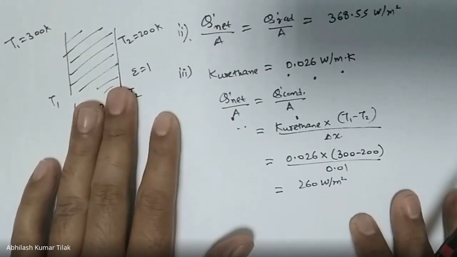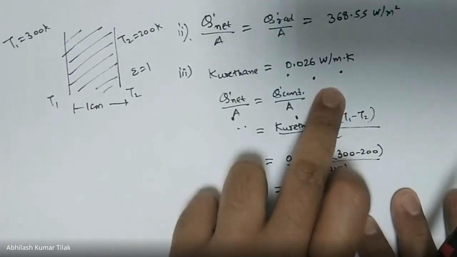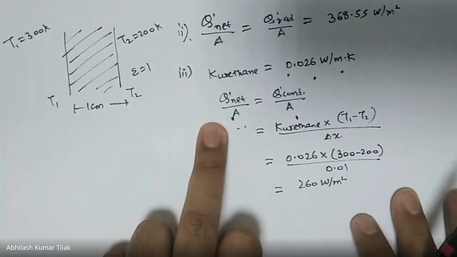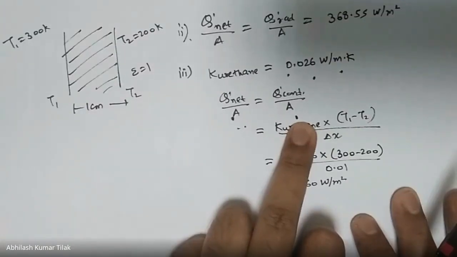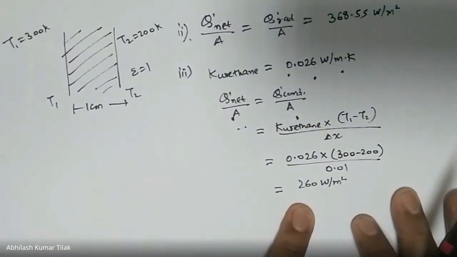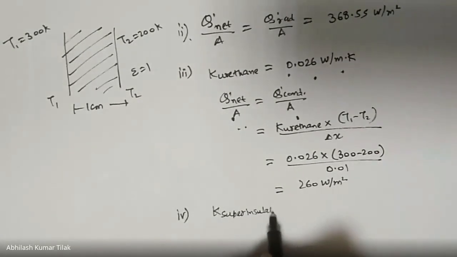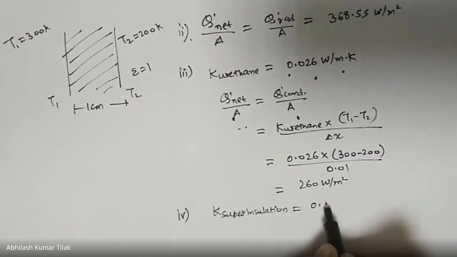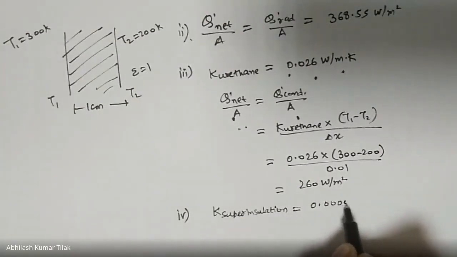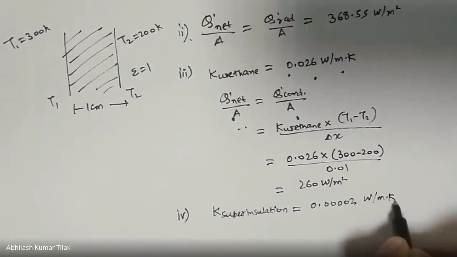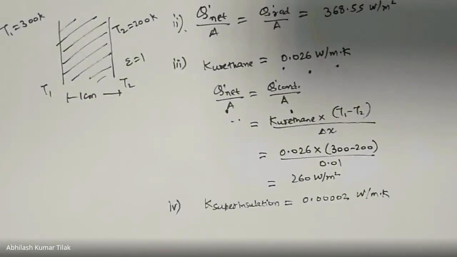Whatever it is, it is accounted in this value of the thermal conductivity, and the net heat transfer will be mainly due to conduction heat transfer. So we have calculated the net heat transfer for an insulating material. Now the fourth part of this question was that if there is a super insulation which has an apparent thermal conductivity K super insulation given as 0.002 watt per meter Kelvin. That is a very low value for the thermal conductivity.